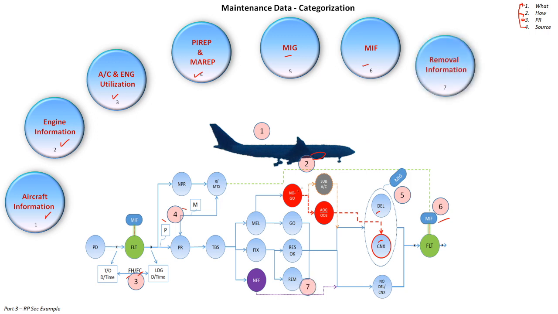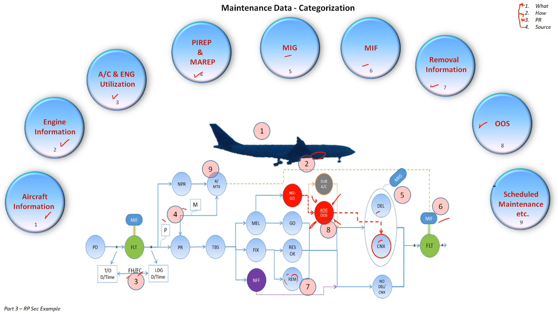If the answer is yes, by all means, we need information about flight interruptions. Next, we need to answer the question, do we have removals after all these PIREPs, MIREPs? If yes, then we need information about removed parts. Next, we need to answer the question, how long did it take us to return this aircraft to service? It's all about out of service. And last but not least, it is the scheduled maintenance group, scheduled maintenance categories.